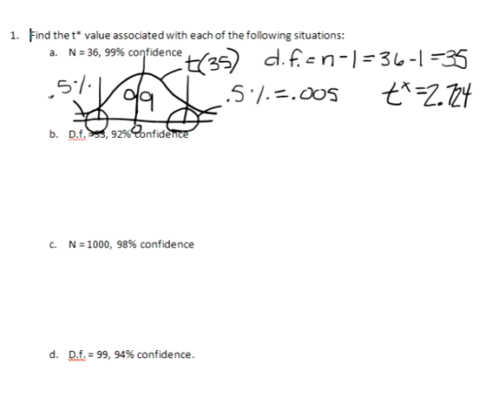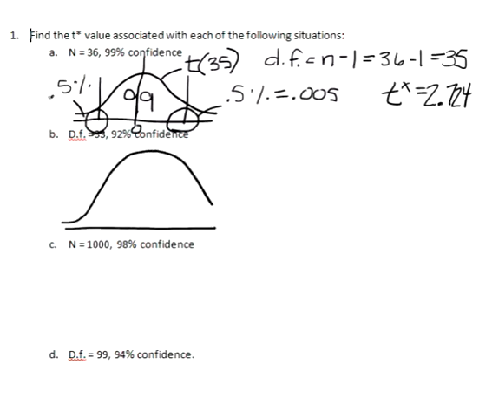Now for the second one, be careful because this is looking for 33 degrees of freedom. But when we've already got our degrees of freedom, we don't need to subtract anything. So here we need degrees of freedom to be 33. And then for our confidence, we want to be 92% confident.